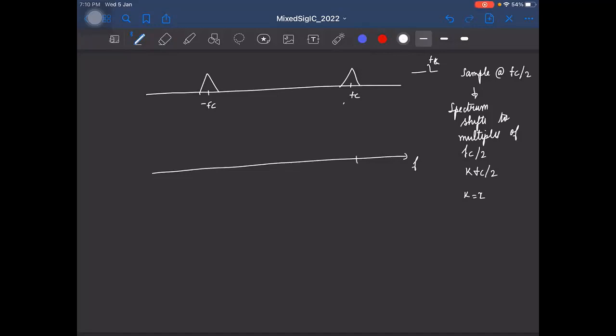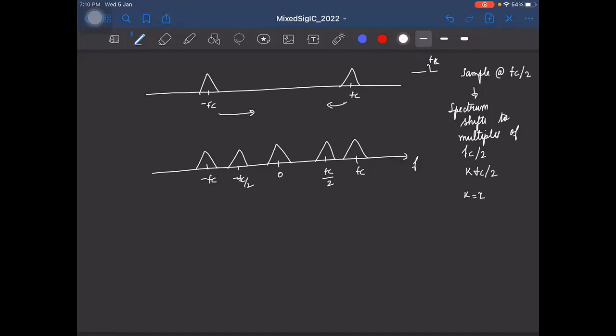This is F. This is FC, minus FC. For k equal to 0, what will happen? You'll have the same thing. For k equal to 1, the shift will be by an amount FC. So let us say shifting to the right by FC. So this will be what? Minus FC by 2. For k equal to minus 1, this will shift to the left by an amount FC by 2. So this will be FC by 2. For k equal to 2, the shift will be by an amount of FC, right? So you'll have something like this, right? Well, so this also seems to solve the problem, right?